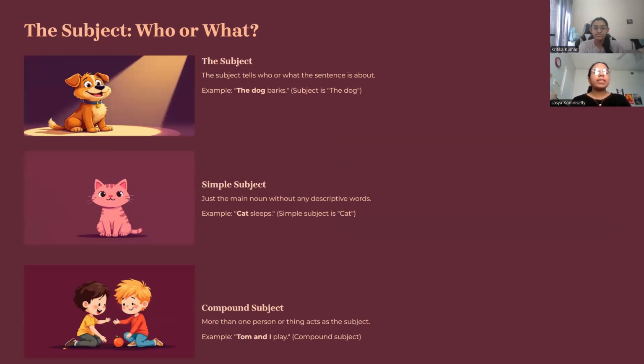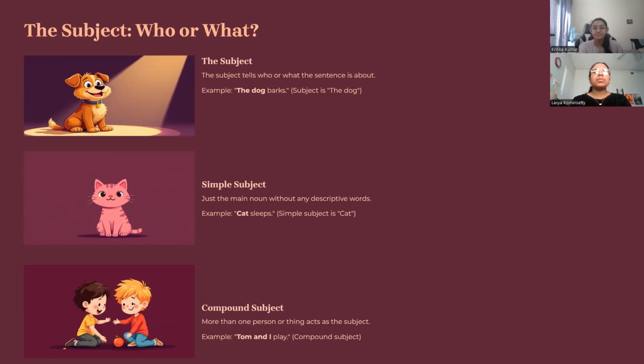Now let's look at the main components of a sentence. First, we have the subject. It's the who or what we are talking about in a sentence. The subject tells who or what the sentence is about. Example: the dog barks. The subject here is the dog. So we are talking about the dog, and barks here is the verb or the predicate, which we will talk about later. All we need to know for now is that the dog is the subject of the sentence, and that's what we're talking about in the sentence.